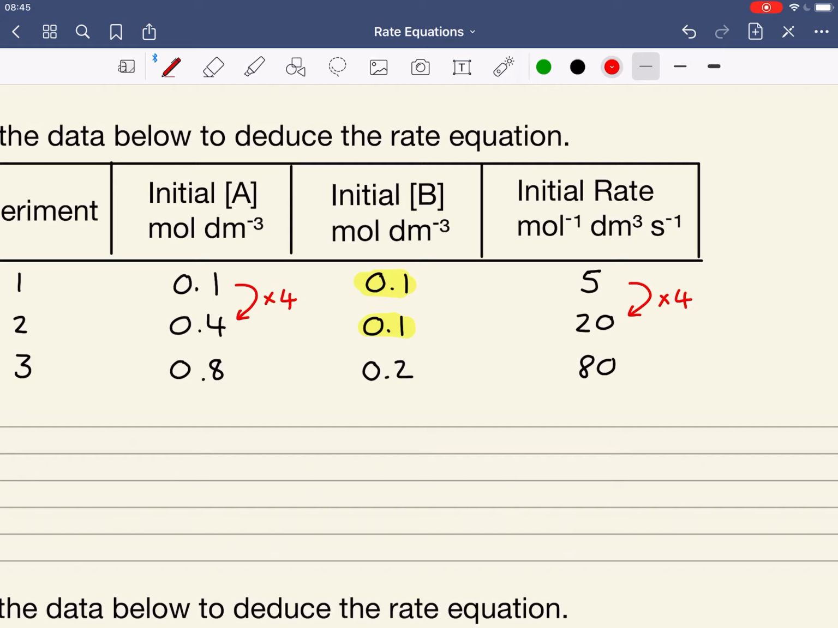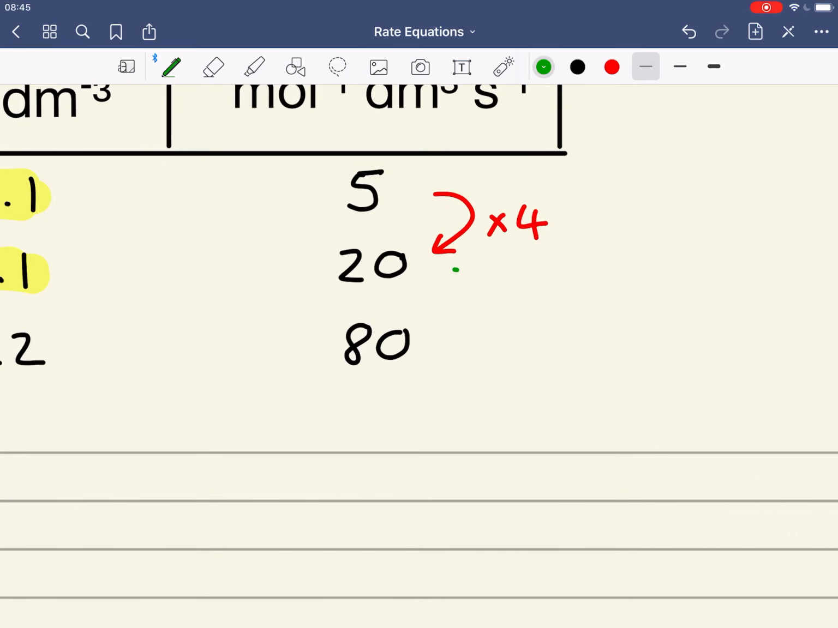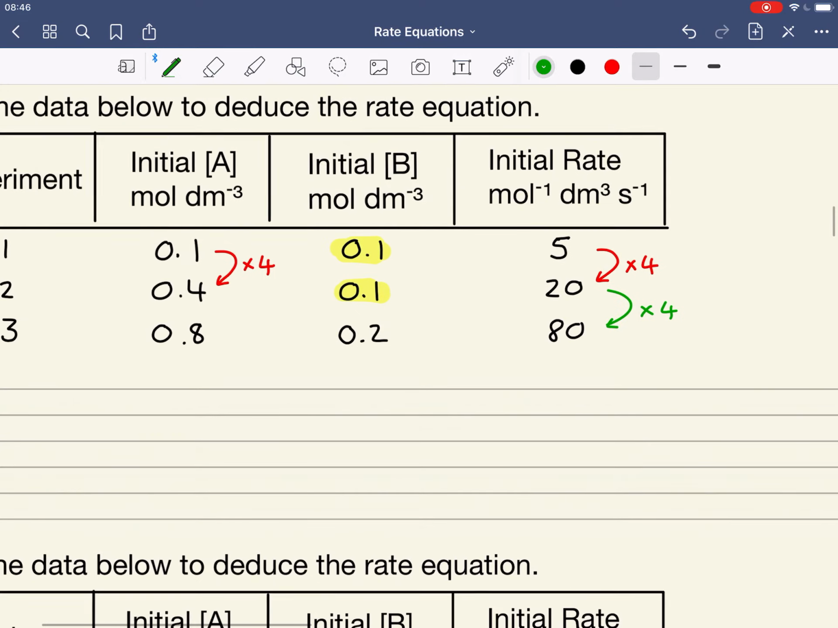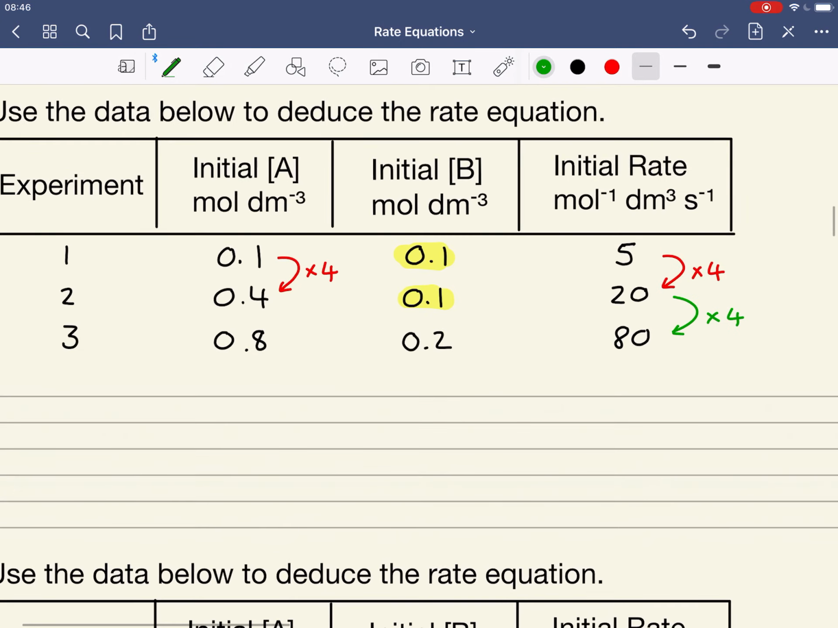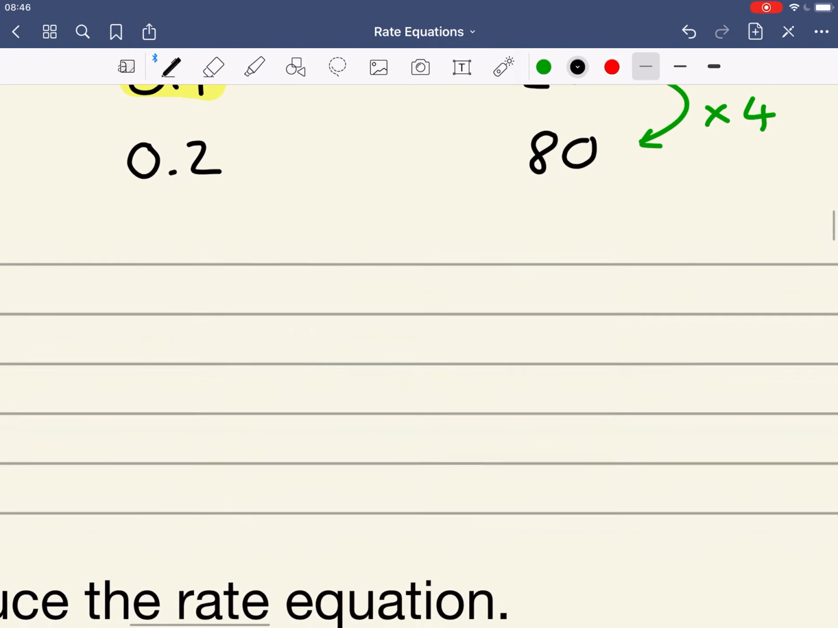Now, we haven't been given any data where the concentration of A is constant. We can use the fact that it's first order with respect to A to work out the order with respect to B. Now, in experiments 2 and 3, the rate is increased by a factor of 4. And the change in rate is due to the product of how A has caused the rate to change and how B has caused the rate to change. So the rate has increased by a factor of 4.